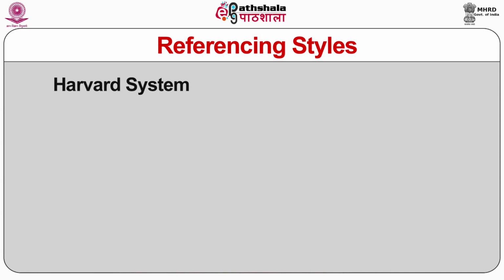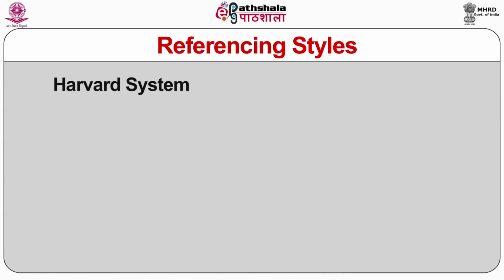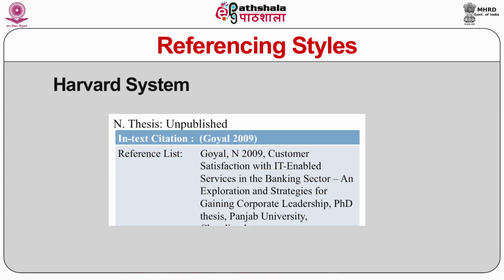In case you are referring to a newspaper, the in-text citation will be the same, Goel 2016. In the reference list, it will be the name, year, the title, the name of the newspaper, the date and the page. If you are referring to an unpublished thesis, in text it will be the same.